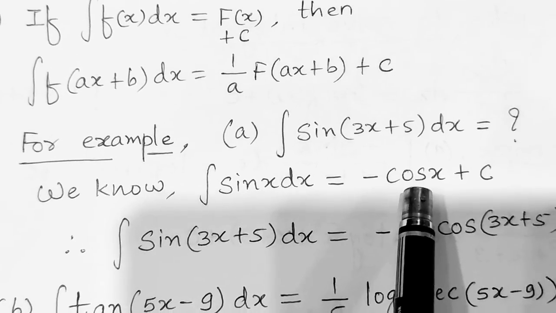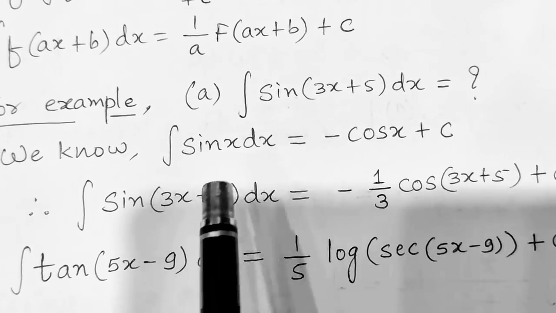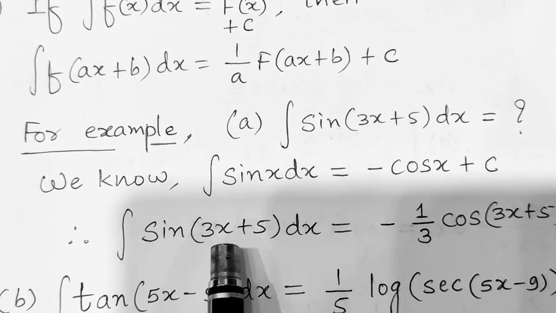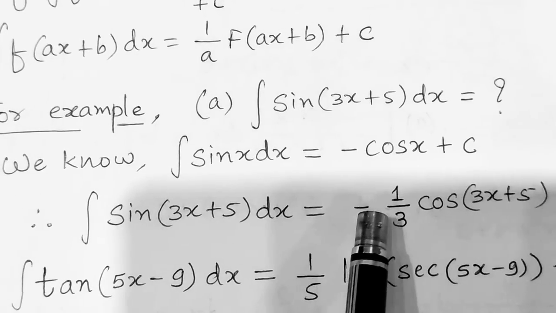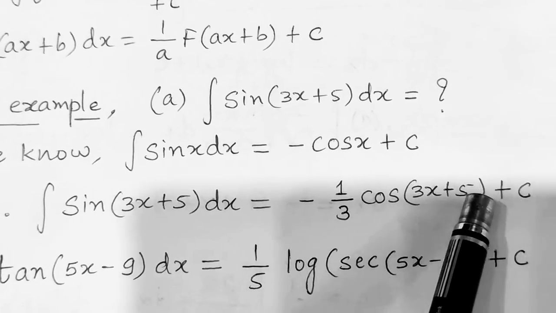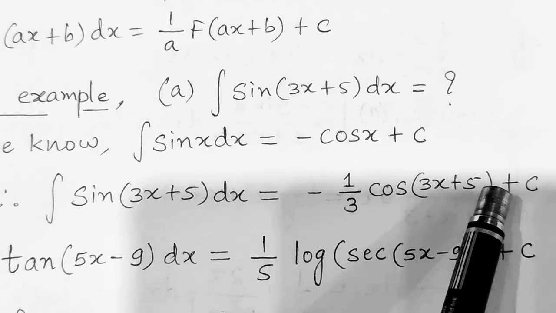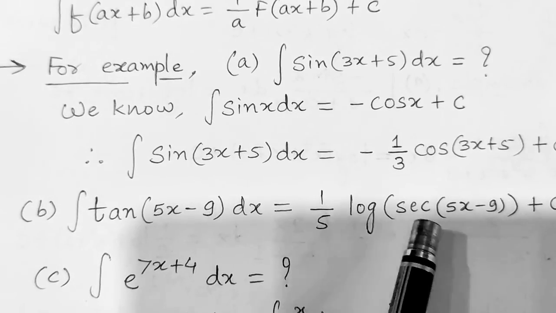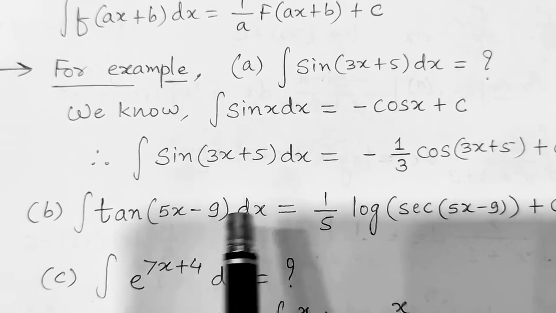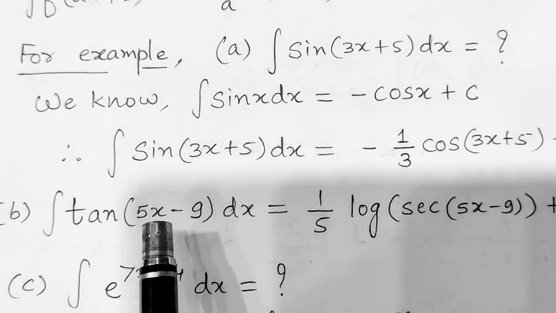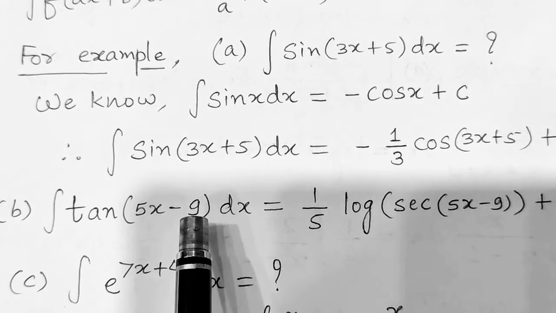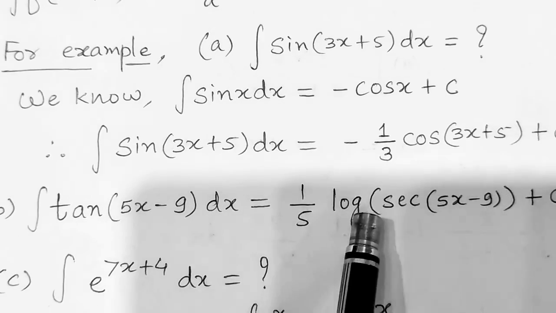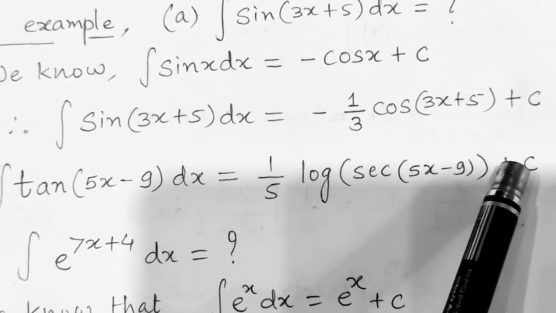The integration of sin x is minus cos x plus c. Then the integration of sin 3x plus 5 will be, by this formula, a is 3, the coefficient of x is 3, so minus 1 by 3 cos 3x plus 5 plus c. Same simple example. Now we know the integration of tan x is log sec x. So here tan 5x minus 9 will be, 5 is the coefficient of x, 1 by 5 log sec 5x minus 9 plus c. Simple examples are these.